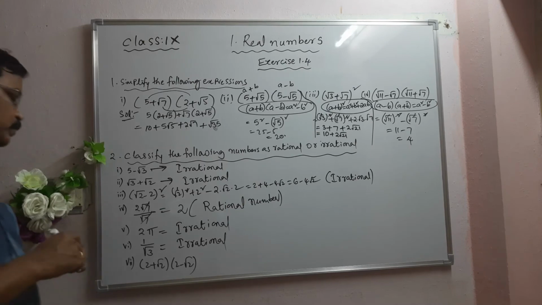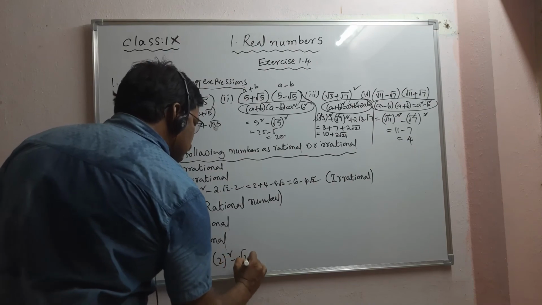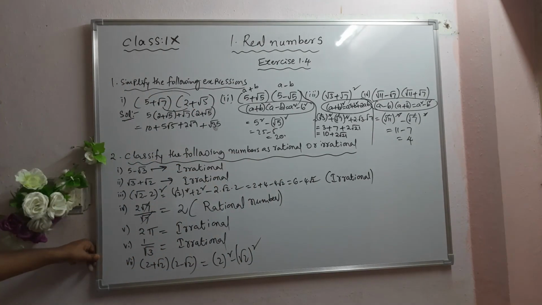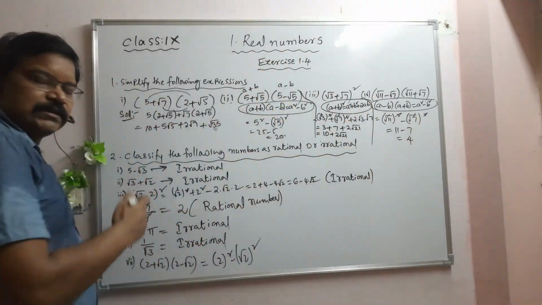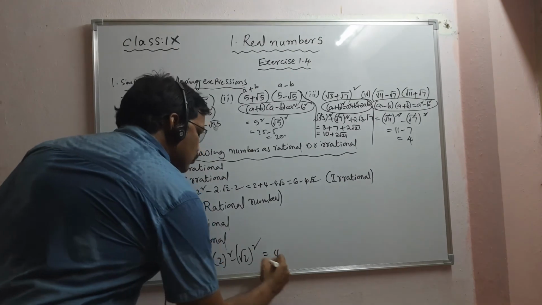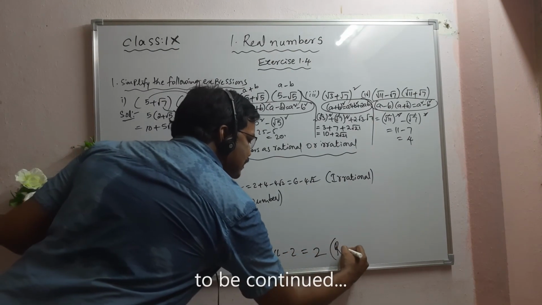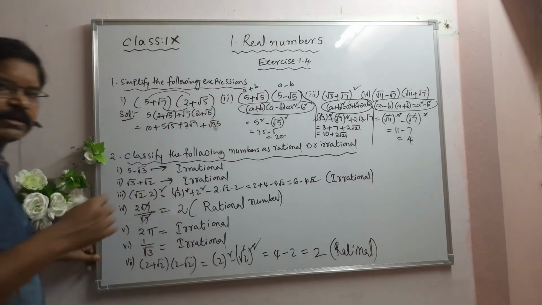Right. 2 plus root 2 times 2 minus root 2. This is 2 square minus root 2 whole square using a square minus b square formula. We used now here and here like that. So this is equal to 4. Square and root cancel. 4 minus 2. So this is rational. Rational number. Understand, children?